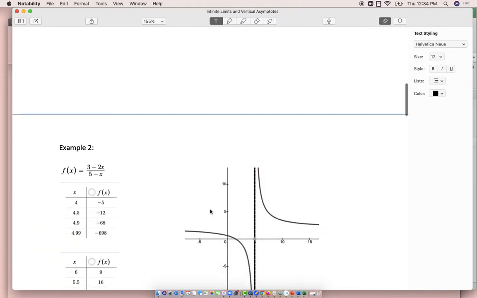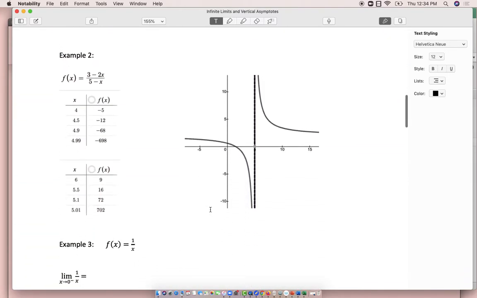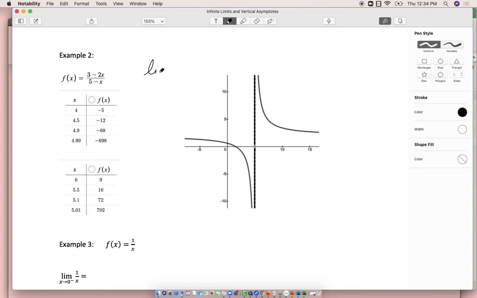So let's do another example. So here's our function f of x equals (3 minus 2x) over (5 minus x). So this is the table, and we're approaching 5 from the negative side. We see the y values are getting more and more negative. And as we approach 5 from the positive side, our y values are getting bigger and bigger in the positive sense. So for this example, the limit as x approaches 5 from the negative side is minus infinity, and the limit as x approaches 5 from the positive side is plus infinity.